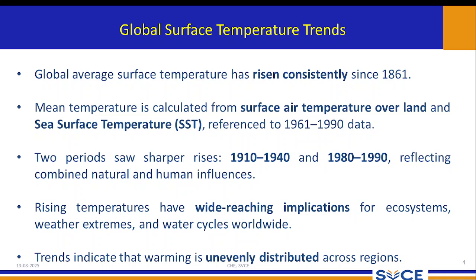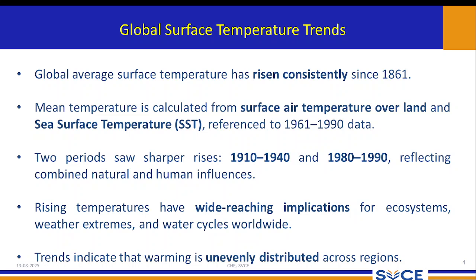Two periods show sharper rises, that is from 1910 to 1940 and 1980 to 1990, reflecting combined natural and human influences. So 1940, during the First World War, and after that the Second World War. So there is an increase in temperature, right? The increase in temperature trend is found to be 1910 to 1940 and 1980 to 1990.